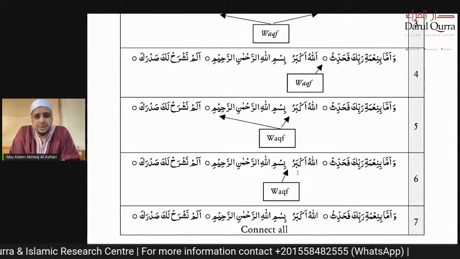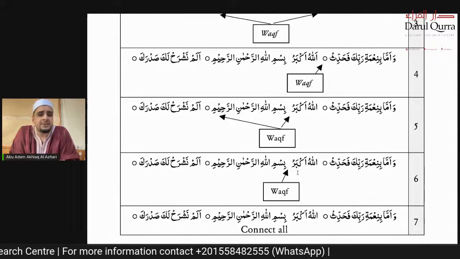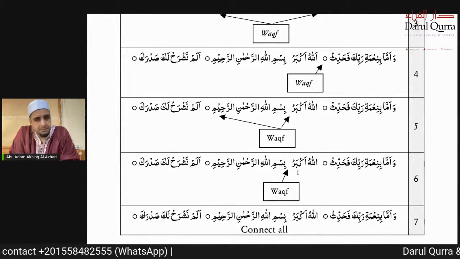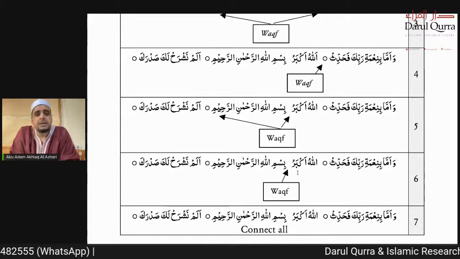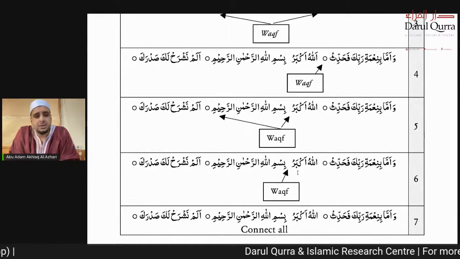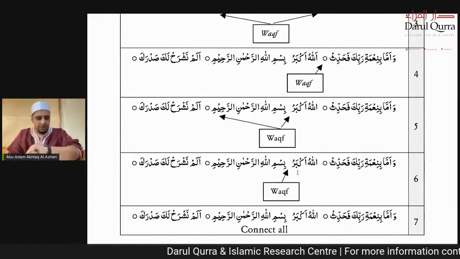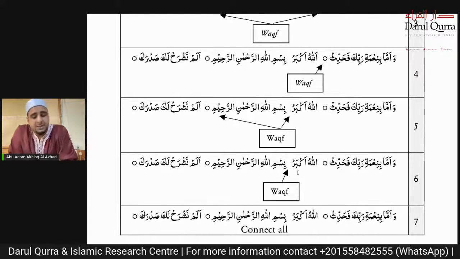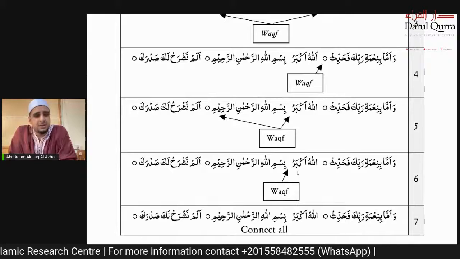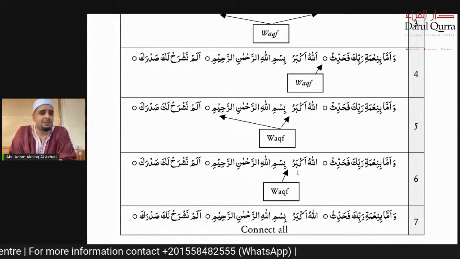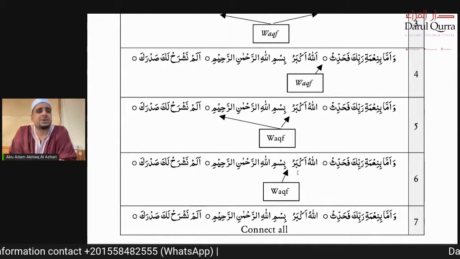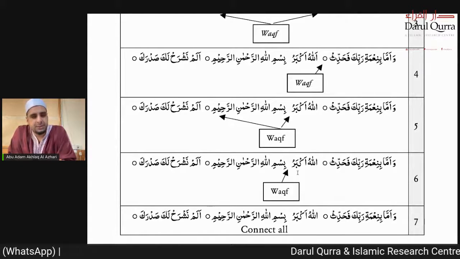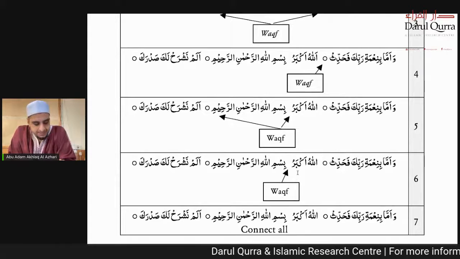وَأَمَّا بِنِعْمَةِ رَبِّكَ فَحَدِّثِ اللَّهُ أَكْبَرُ. بِسْمِ اللَّهِ الرَّحْمَنِ الرَّحِيمِ أَلَمْ نَشْرَحْ لَكَ صَدْرَكَ. So join the basmala with the first ayah.